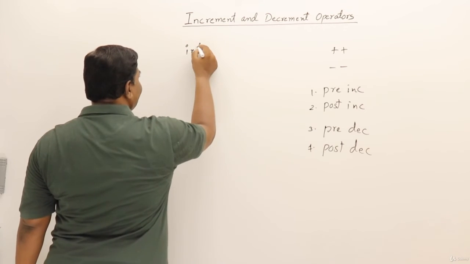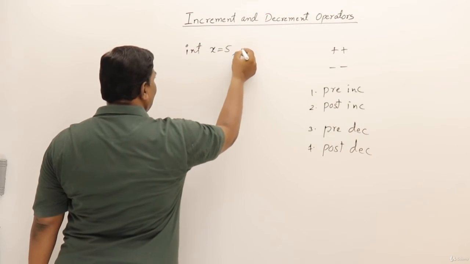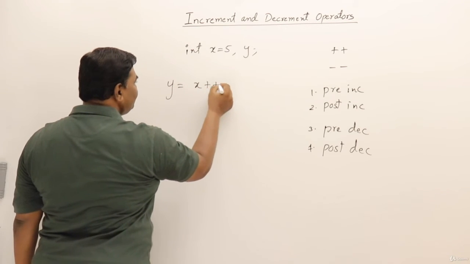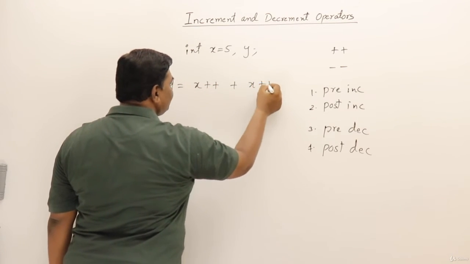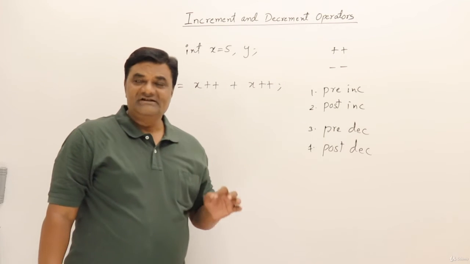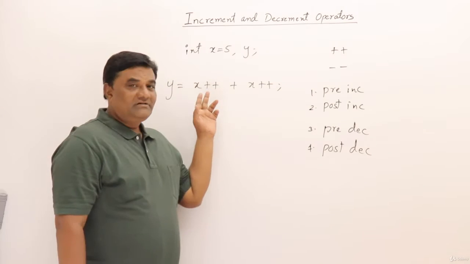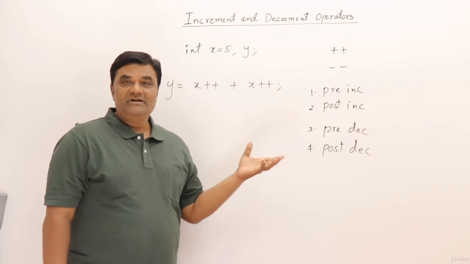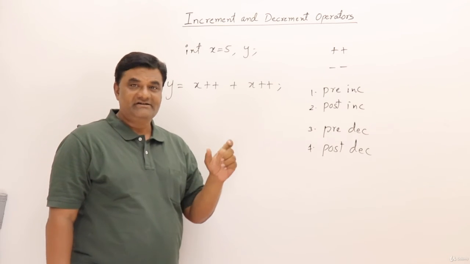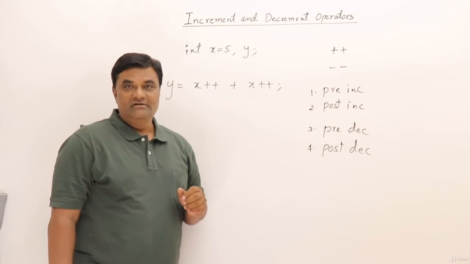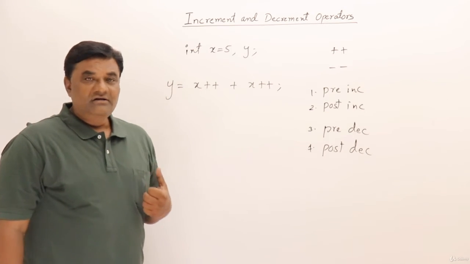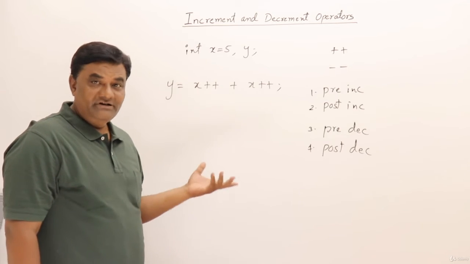If I have x value as 5 and y assign x plus plus plus x plus plus. What does it mean? See, first of all, this type of expression should be avoided. This type of multiple increment or decrement operations on a single variable in a same expression should be avoided. It's not recommended because the results are not predictable. Let me show you what could be the result.